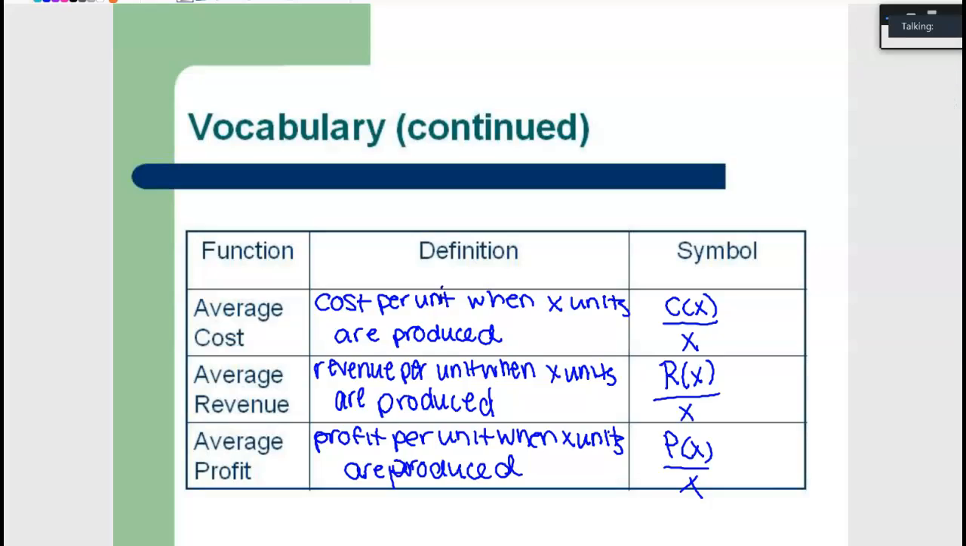Then we have average cost. So average cost is the cost per unit for X units. So that's when you divide. So average cost is your cost divided by X.